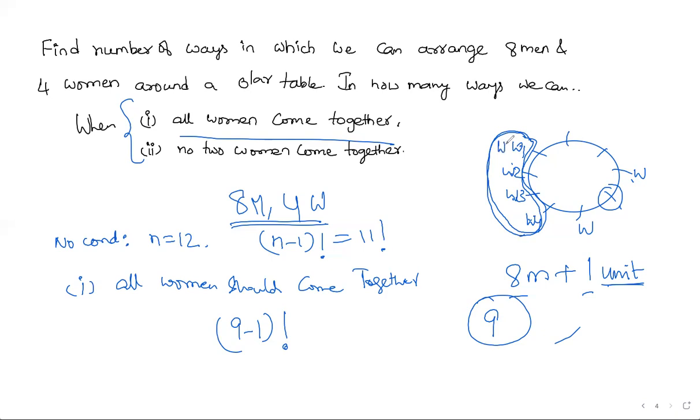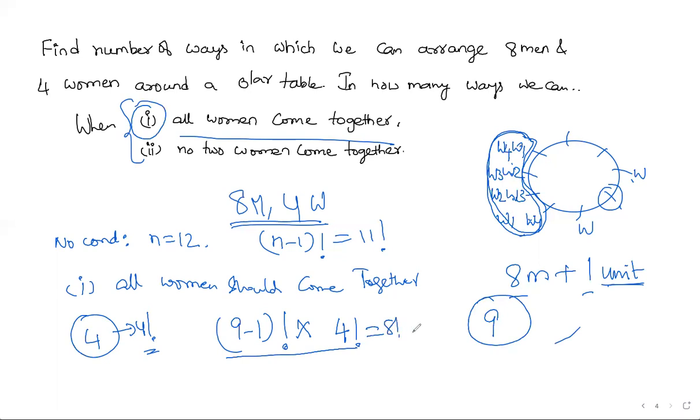Like woman 4 can be seated here. Woman 2 can be seated here. Woman 3 can be here. Woman 1 can be here. So here also there will be a number of arrangements. So we have to multiply that also. So that will be, since the 4 women can be arranged in 4 factorial ways. So this will be the total number of arrangements for the first question. So that is 8 factorial into 4 factorial. Okay.